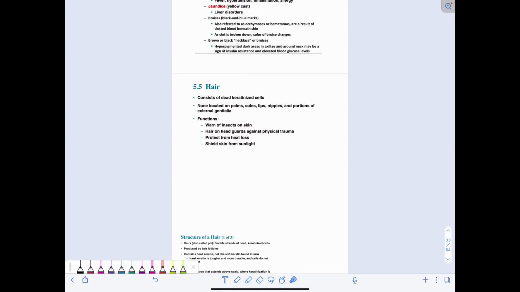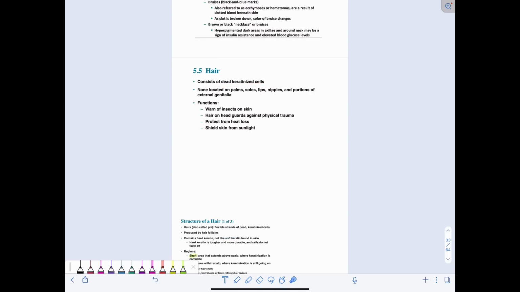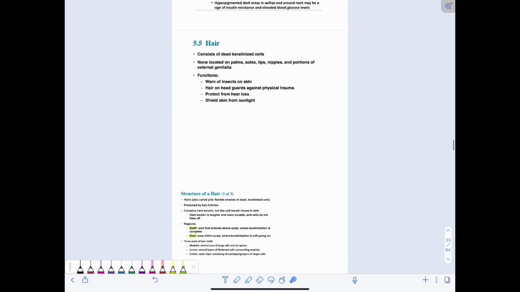Hair. So hair is made up of dead keratinized cells. It's everywhere, sadly, except for palms, soles, lips, nipples, and by nipples we mean the areola, the brown part, and certain parts of external genitalia, right? Some of the functions, of course, you want to understand these for your own sake. They're pretty sensitive, so it can warn you of an insect on the skin. It protects you, to a certain degree, against physical trauma, I guess, for lack of a better term.